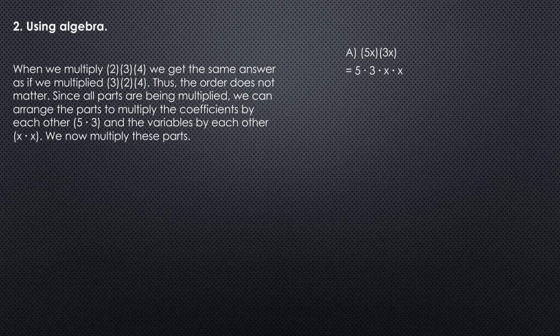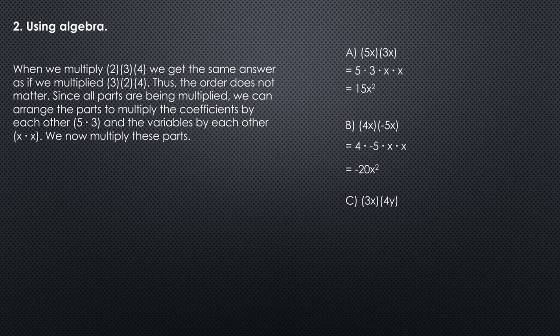5 multiplied by 3 equals 15, and x multiplied by x equals x squared. Another example, 4x multiplied by negative 5x. It is the same thing as prior, which is 4 multiplied by negative 5, and x multiplied by x. 4 multiplied by negative 5 is negative 20, and x multiplied by x is x squared. So the answer is negative 20x squared.